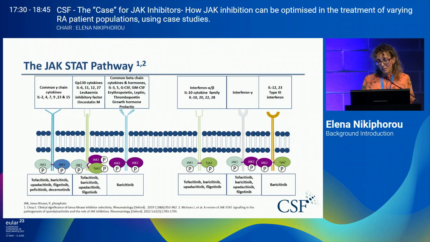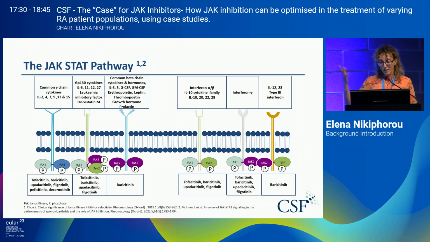So I thought I'd start with a few slides, just really to remind us of the immunobiology. Various cytokines and growth factors use the Janus kinase heterodimers 1, 2, and 3, and tyrosine kinase 2 for intracellular signal transduction. And JAK inhibitors block this signal transduction, specifically the JAK-STAT pathway, which is implicated in the pathogenesis of RA and other autoimmune inflammatory diseases.